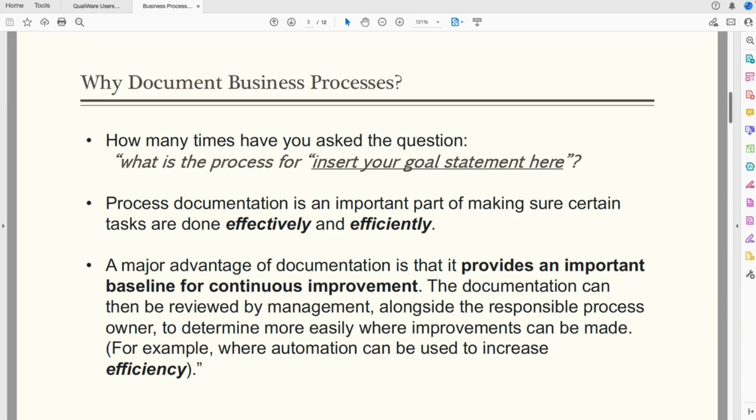So a major advantage of documentation is that it provides an important baseline for continuous improvement. How can you improve something if you don't have it documented to know where you're starting from? That documentation can then be reviewed by management alongside the responsible process owner. Do you have process owners? To determine more easily where improvements can be made. For example, we're back at that efficiency. Where can we add automation that can increase our efficiency? And how will it increase our efficiency? And at what cost to make it more effective and efficient?